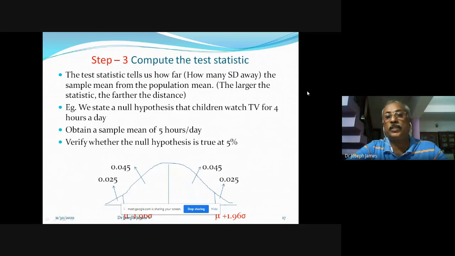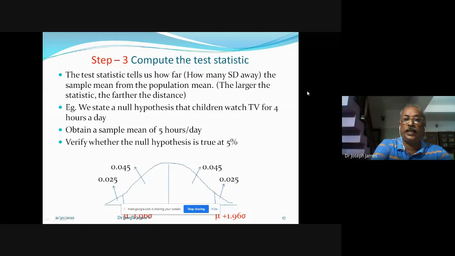And we state a null hypothesis that children watch TV for 4 hours a day. It's a general statement regarding the population, encompassing all the children. We state that the population of all the children watch TV for an average of 4 hours per day. And we obtain a sample mean of 5 hours per day. We have to verify whether the null hypothesis is true at the 5% significance level.